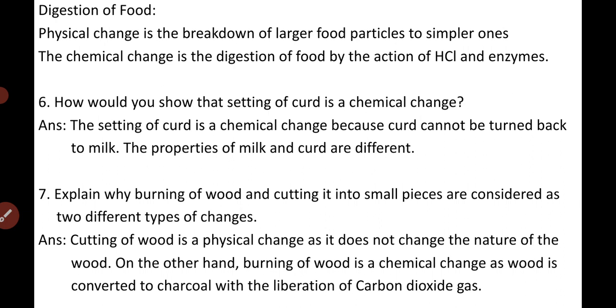But on the other hand, when wood is burned, a chemical change takes place. Why a chemical change? Because wood contains carbon. Burning of a carbon compound produces what? Carbon dioxide gas. So burning of wood is a chemical change, as wood is converted into charcoal with the liberation of carbon dioxide gas. Clear?